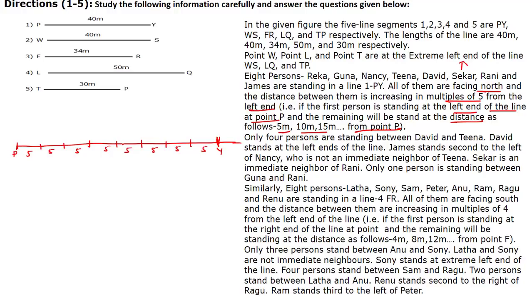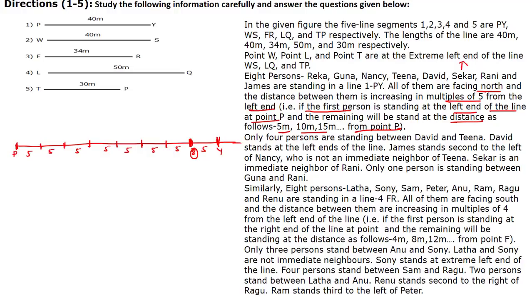So see what it is saying. If the first person is standing at the left end, that is point P of the line, at point P the first person will be standing here. So this would be the second person, this would be the third person, this is the fourth person, this is fifth, this is sixth, this is the seventh person, and this would be the eighth person. Only till here the people will be standing.